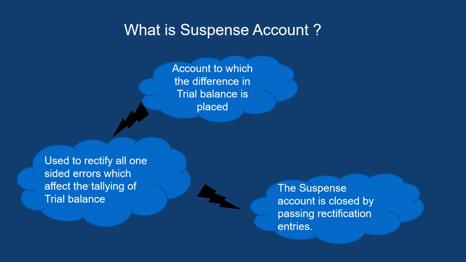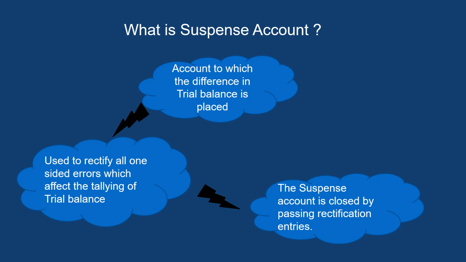Now, this particular suspense account is used to rectify normally all the one-sided errors, because one-sided errors will be affecting your tallying of trial balance. So we'll be passing entries through the suspense account for one-sided errors. And once you have rectified all the errors that are there in the books, normally the suspense account would get closed out by itself. So this is suspense account.